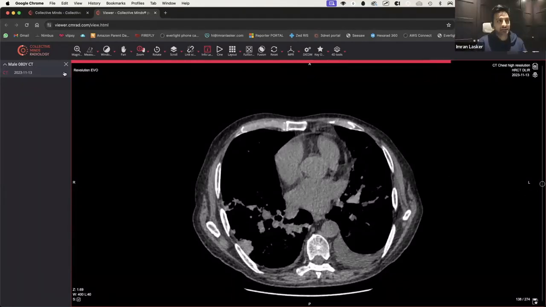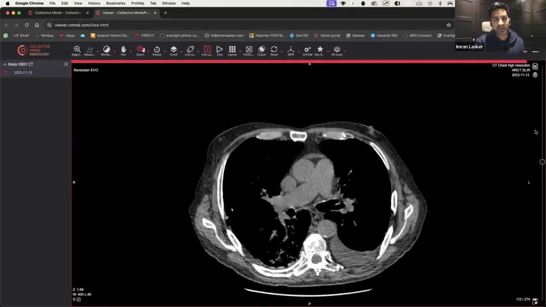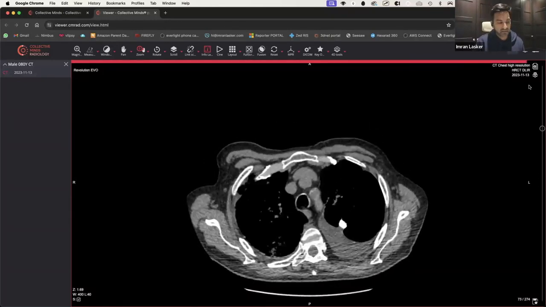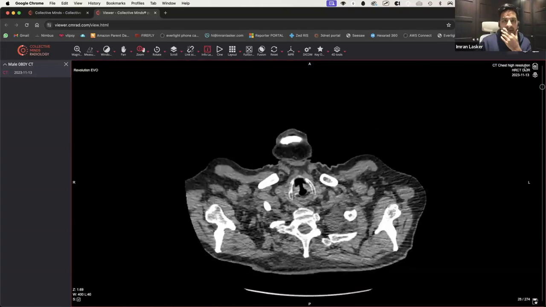And what you can see is that you can download the images. The images don't take that long to download, and there's quite a lot of us right now on this platform, and it's still coming in quite nicely. And then you can just scroll through just like any other PACS viewer that you guys may be aware of. So let's have a look at this one.